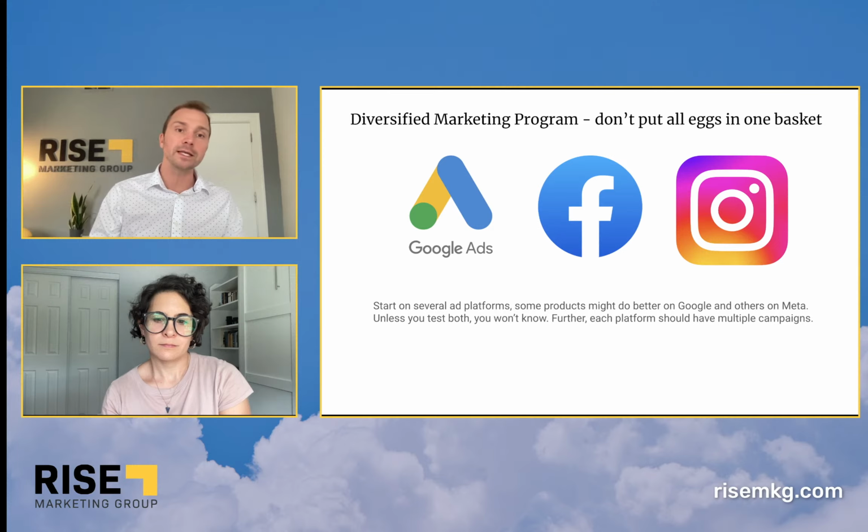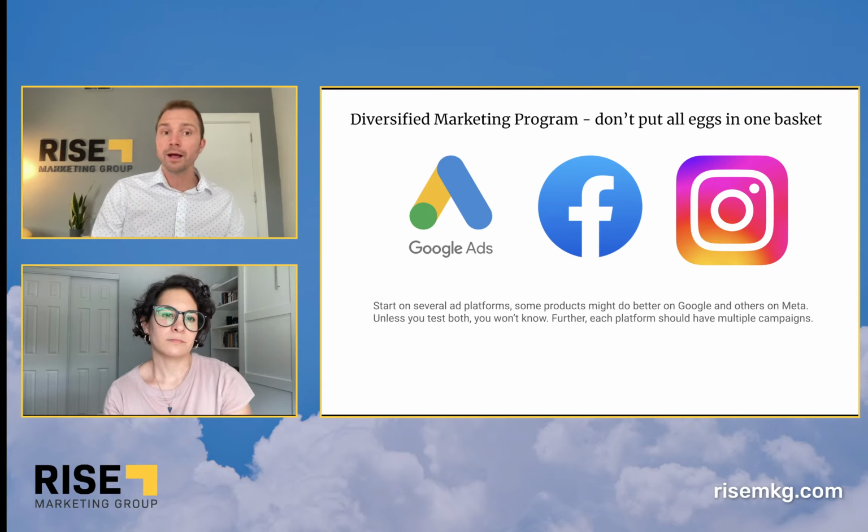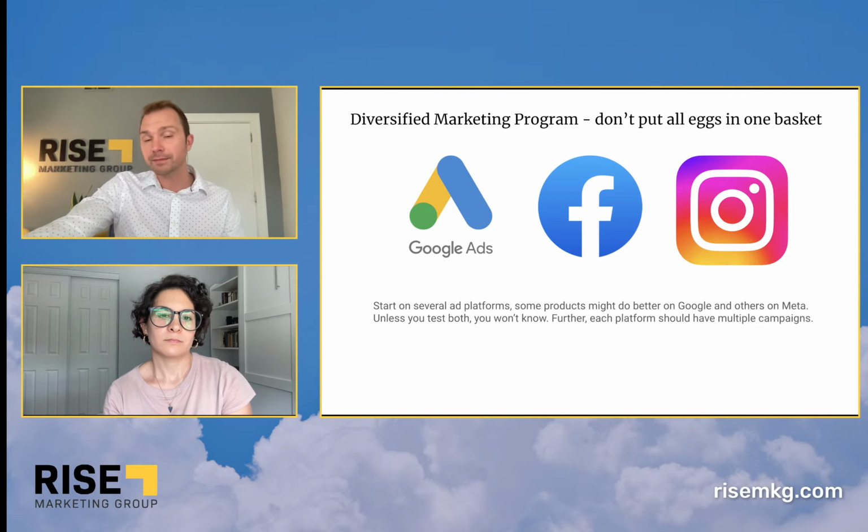Some e-commerce brands, Google is going to outperform Meta. And we have examples in our current roster where Google outperforms Meta by a long shot. Alternatively, there are e-commerce stores where Meta just can outperform Google for whatever reason. Maybe just because it's more visual in nature, more social in nature, or maybe it's just a very unique and new product that just leans itself nicely into Meta. But every e-commerce store should have a diversified marketing program.